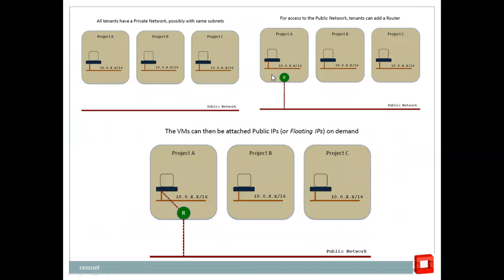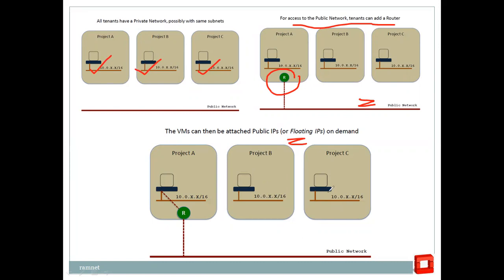Let me take the pen now. Here, you just see all the tenants in a private network, possibly with the same subnets: 10.0.16, 10.0.16, 10.0.16. Then to access the public network, tenants can add a router. This is a router that has been added. It's talking to the public network. Then the VM can be attached to public IPs or floating IPs on demand.